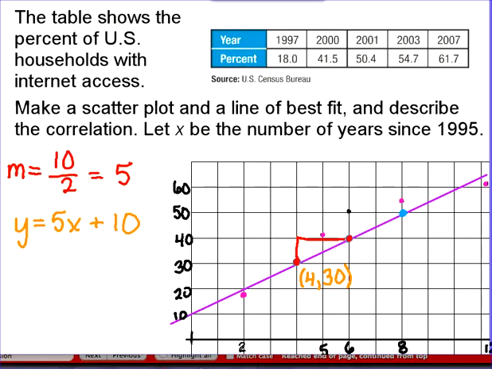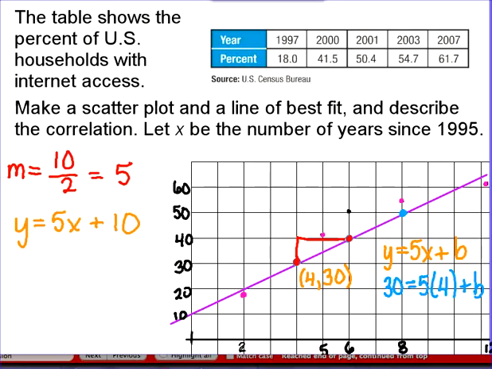So you could do point slope form. That's one option. Another option is to say, oh, I've got 5x plus b. That's my slope intercept form. I could plug in 30 for y and 4 for x, and then solve for b, in which case you're still going to get 10. But that is your equation for your line of best fit.